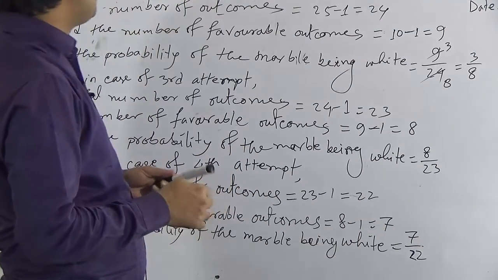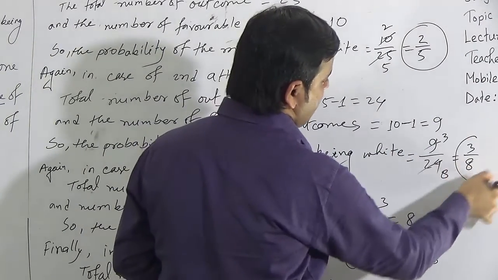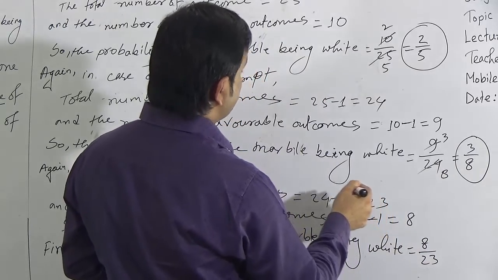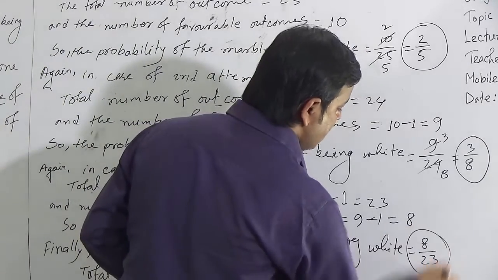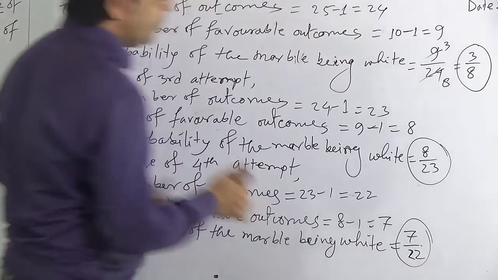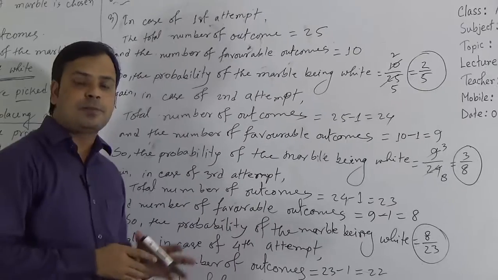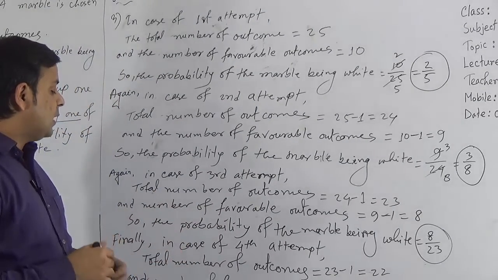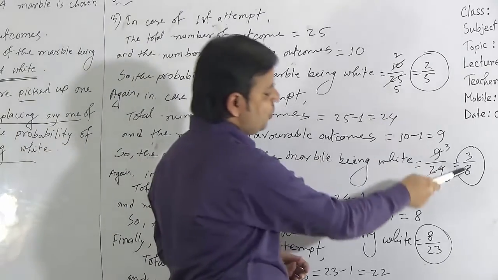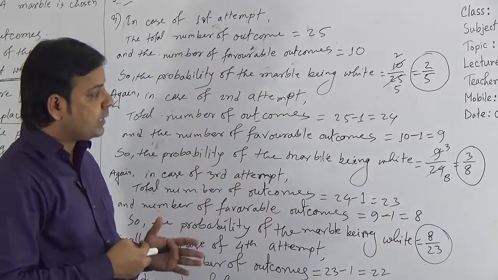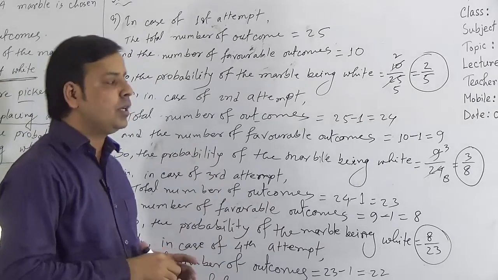Dear students, in case of 4 attempts, we have determined the 4 probabilities. First one is 2 by 5, second one is 3 by 8, third one is 8 by 23, and in case of fourth attempt the probability is 7 by 22. The required probability of all the marbles being white should be the product of these 4 probabilities. Why we have to take product? All these 4 attempts are independent here. So if we take their product, we will get the required probability.